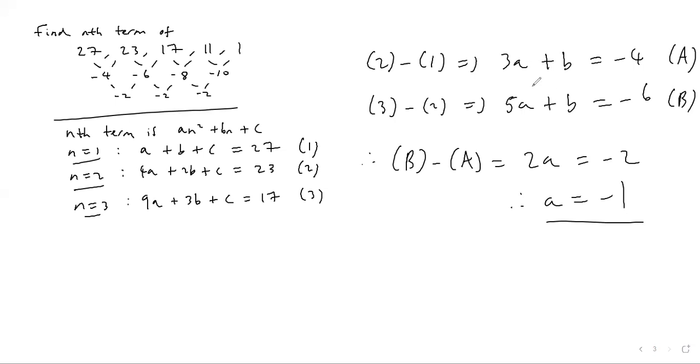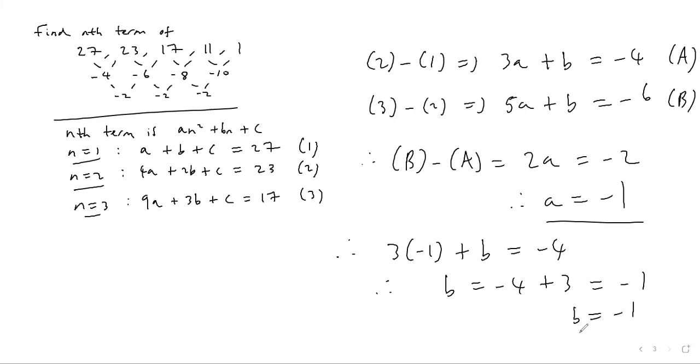Okay, so now we can plug a into one of these formulas, the a or b formula. Let's pick a. So therefore with a equals -1, we get 3 times -1 plus b is equal to -4. So therefore b is equal to -4 plus 3, which gives us -1. So we know that b equals -1.